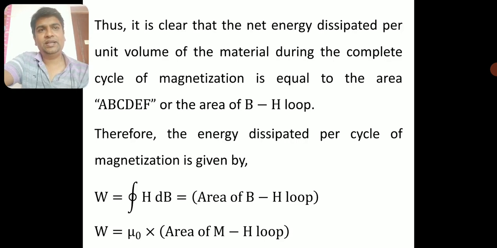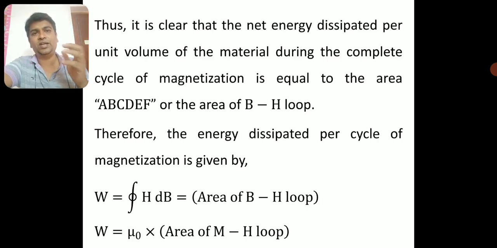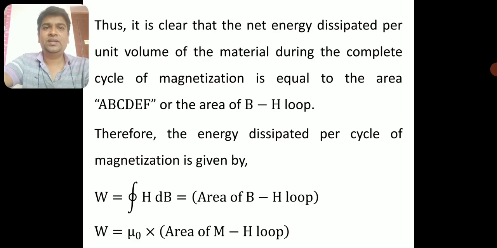Thus, it's clear that the net energy dissipated per unit volume of a material during a complete cycle of magnetization is equal to the area ABCDEF, or the area of the BH curve. Therefore, this is the equation of energy dissipated per cycle, which is equal to the line integral of H dB, which is the area of the BH curve, or mu naught times the area of the MH curve.